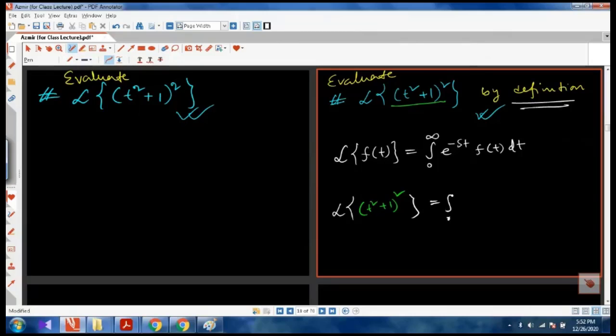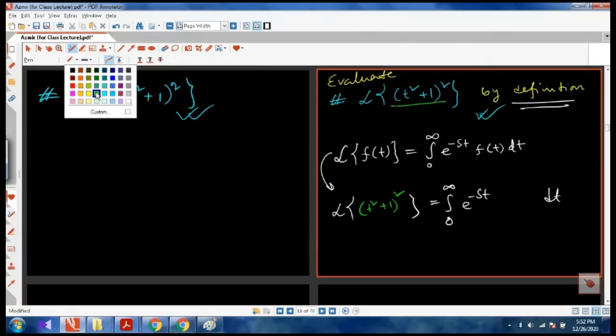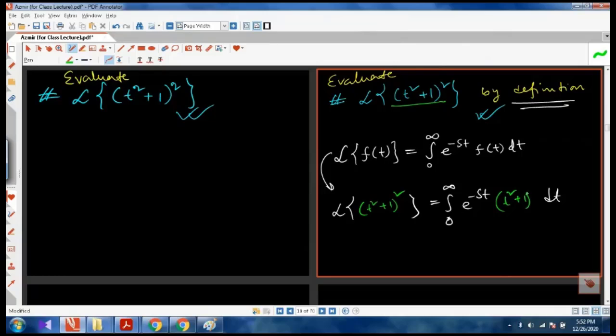Similarly, here the Laplace transformation of this function, the function is t squared plus 1 whole squared, we can write, similarly to what we had previously, integral from 0 to infinity e to the power minus st f of t dt. In the place of f of t, let's write t squared plus 1 whole squared. So try to understand.